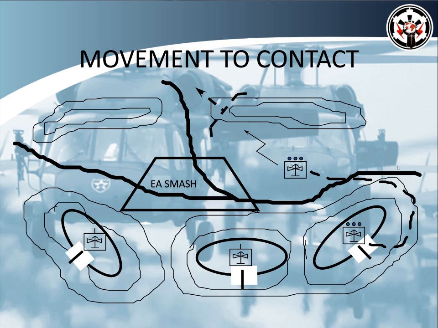And movement to contact is pretty simple when you're conducting reconnaissance. If you do a movement to contact, you don't know where the enemy is. As soon as you have contact, what are you going to do? We're going to back away. We're going to set up. We're going to start to observe, almost the same as force recon.